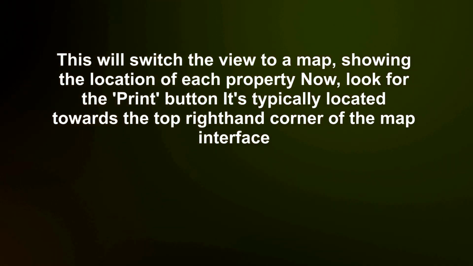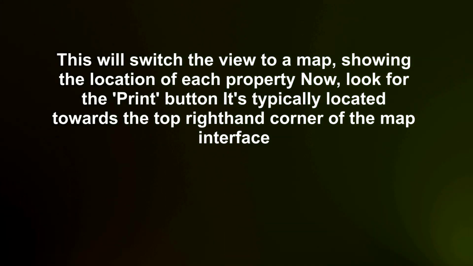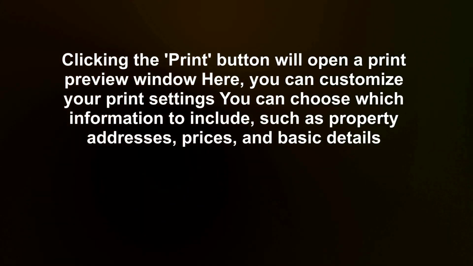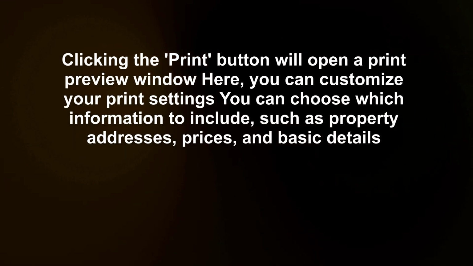Now, look for the print button. It's typically located towards the top right-hand corner of the map interface. Clicking the print button will open a print preview window. Here, you can customize your print settings.